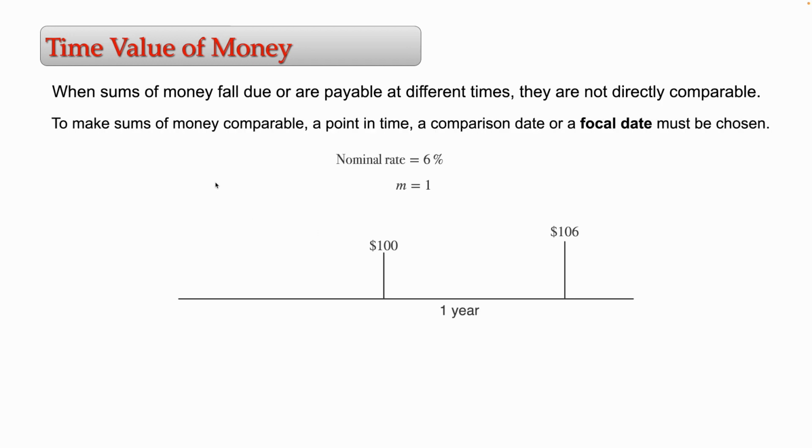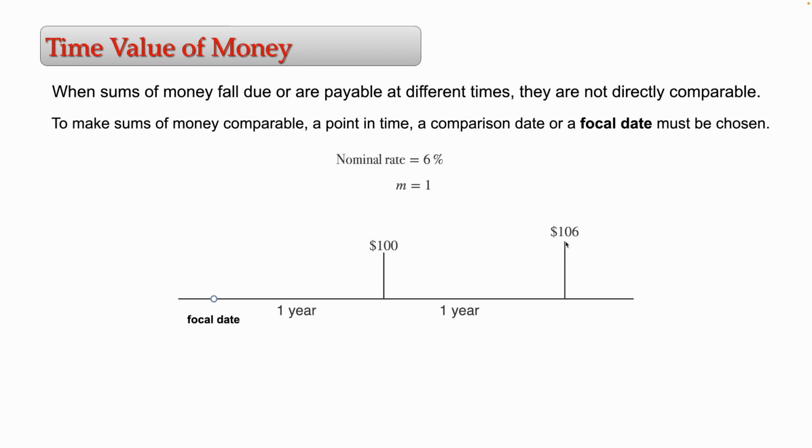For making these sums of money comparable, a comparison date, or a focal date, must be chosen. So if we want to compare these two amounts, we need to choose one point in time as a focal date. For example, if we choose this point in time, 1 year before, then we can compute the value of these two amounts on that day. So we need to choose a focal date, and after we choose it, we are going to compute the value of each amount at that focal date.